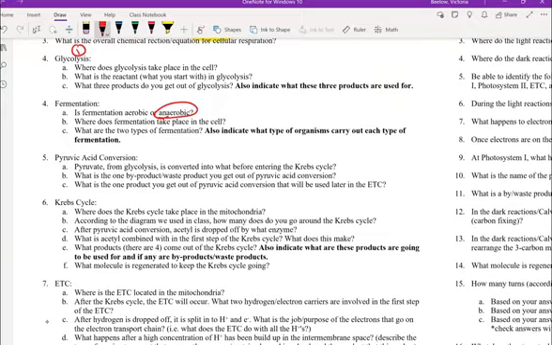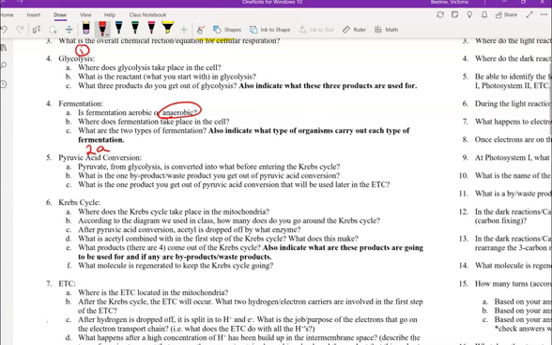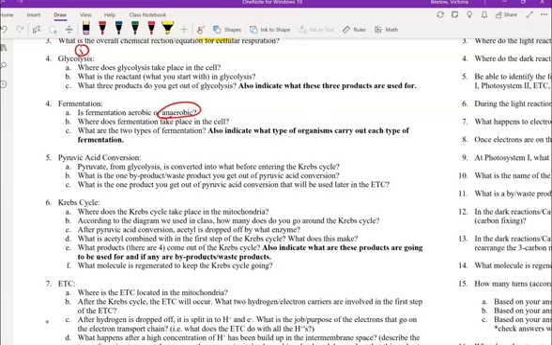And then step, I'm going to call this 2A, I guess. It's kind of like an in-between step. Actually, we'll call this 1A, sure. And then this is step 2 and this is step 3. Pyruvic acid conversion is kind of like this intermediate step between the Krebs cycle and glycolysis.